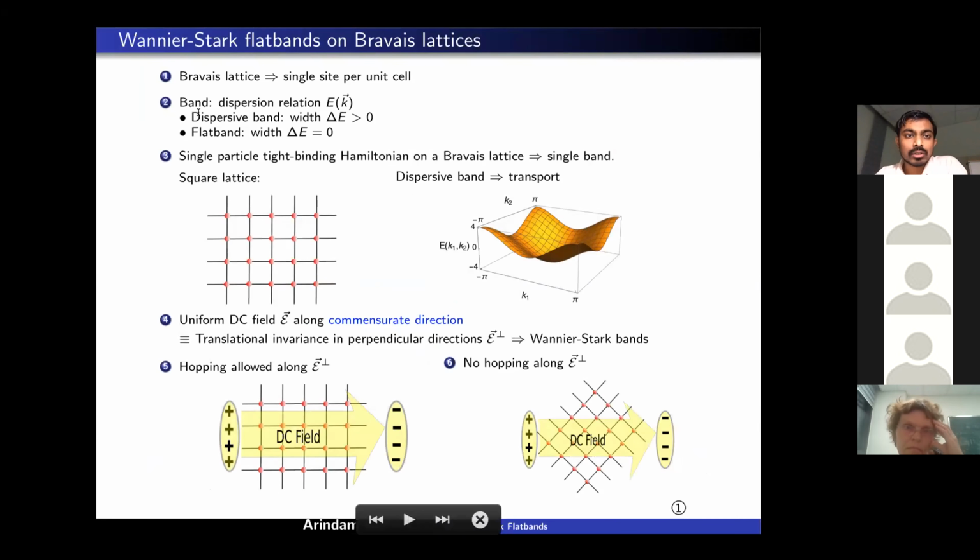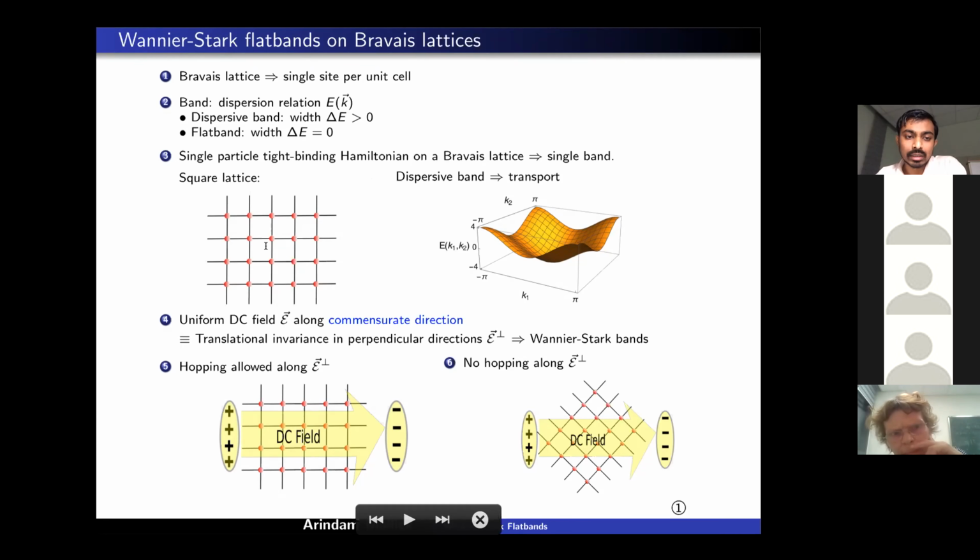So first, let's consider the Bravais lattice. A Bravais lattice is defined by a single particle per unit cell, and a band means basically a dispersion relation. Here I will mainly focus on the perfectly flat band, when the width of this band is exactly 0. Now on a Bravais lattice, if I put a single particle and consider a tight binding Hamiltonian, I will get only a single band.